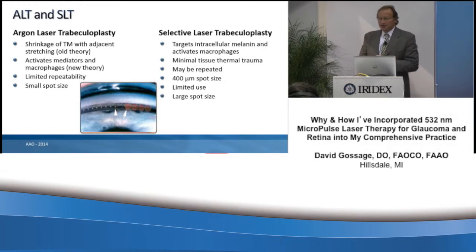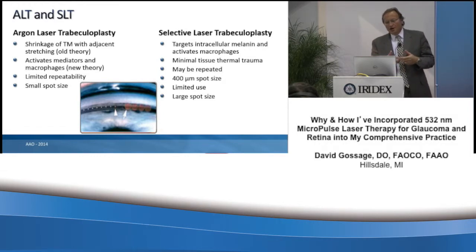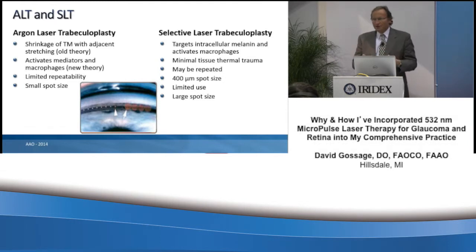Well, we really know that that's not true anymore. It's more due to the upregulation of mediators and macrophages and everything else that takes place. The problem with traditional ALT treatment, though, is that you're creating a thermal burn. That thermal burn within the trabecular meshwork is there, and it's always going to be there. So you're limited in how many times you can apply the treatment. Typically once. Sometimes you may try a second treatment, but then you run into creating peripheral anterior synechiae and more thermal damage to the trabecular meshwork, which can actually cause the pressure to go up instead of down.